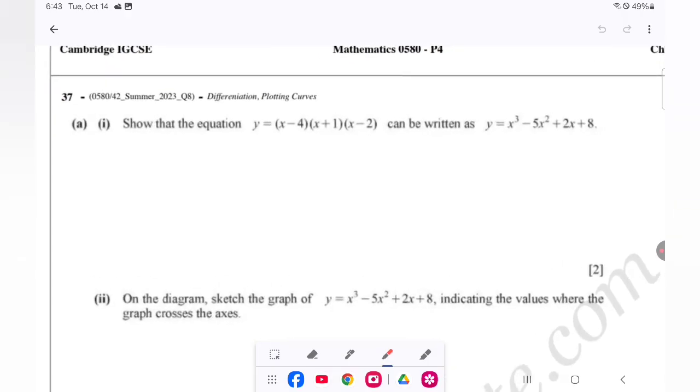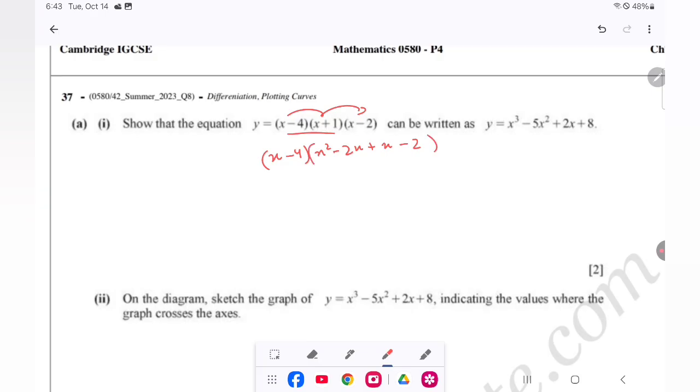So what we're going to have to do is multiply the brackets first, then multiply these multiplied brackets with this one. It will give the values of x minus 4, x plus 1, and x minus 2, multiplying to give x square minus 2x plus x minus 2.